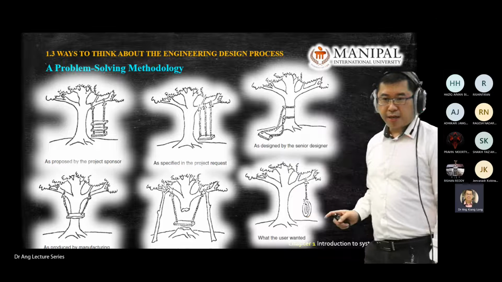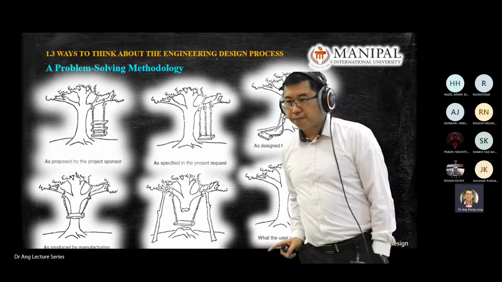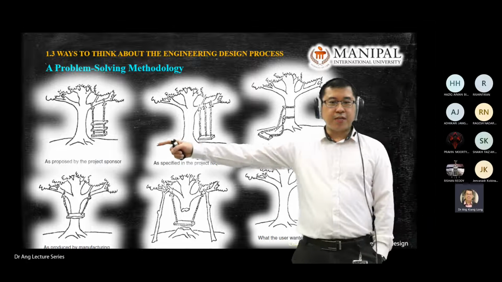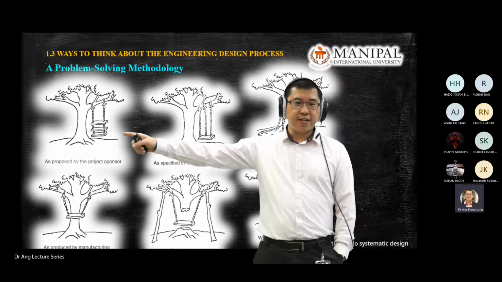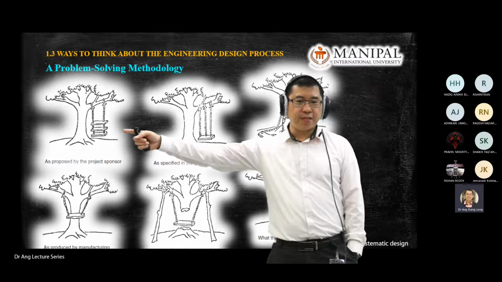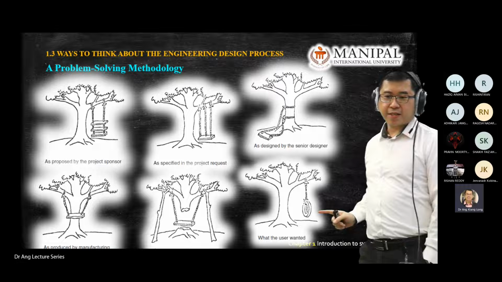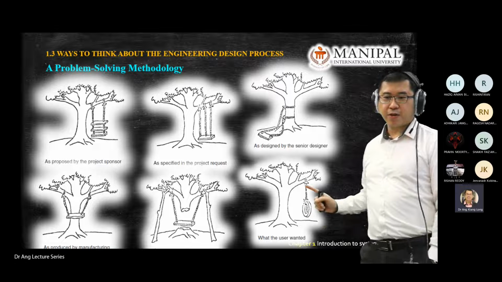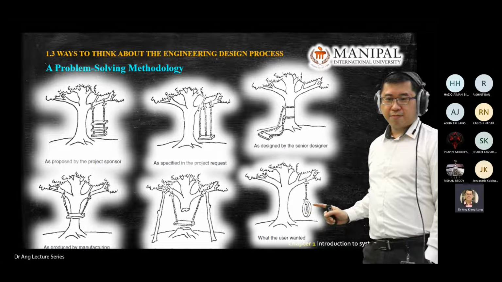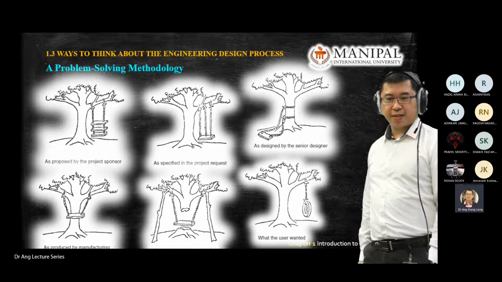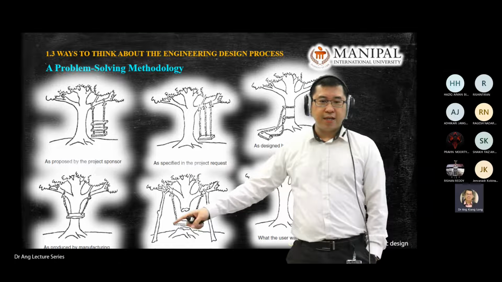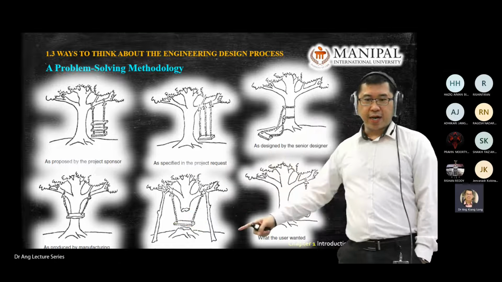Another one is that maybe this one is from the user, right? Because the sponsor originally wanted to give fun to the children. But maybe what the children want is originally just a single tire with a rope, and they can have fun with this one. So this one is what the user wants. So as you can see, in the designing process, there can be a lot of angles you can look at.